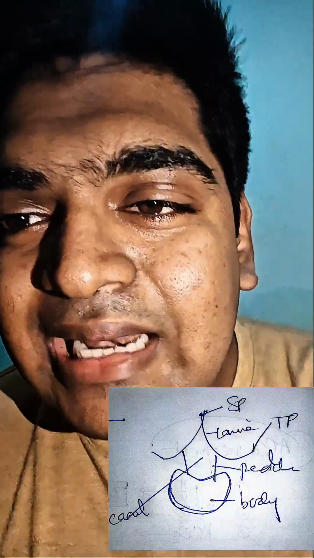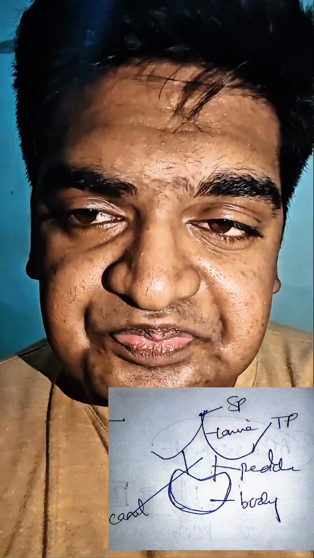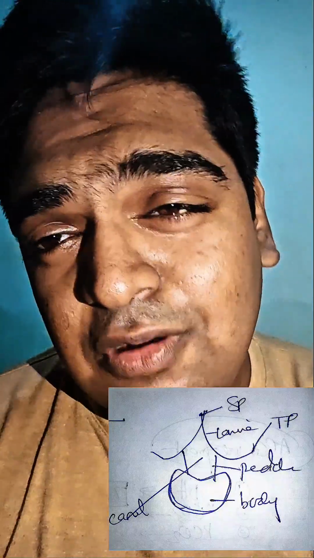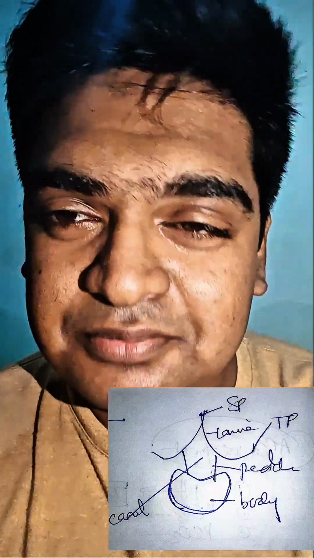This connects it to the lamina, and the lamina expands laterally as the transverse process and posteriorly as the spinous process. That's as complex as the structure can go. There are a lot of other things, but you don't need to complicate it here, because after this basic anatomy, we'll talk about cervical, thoracic, lumbar, sacral.